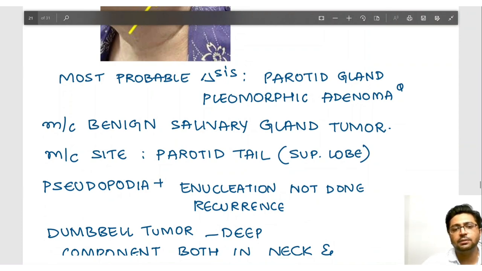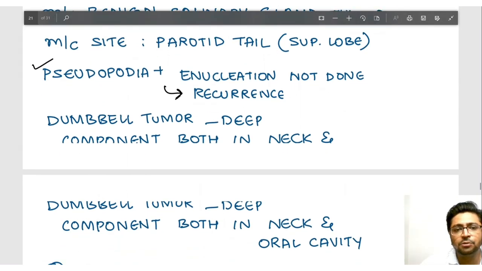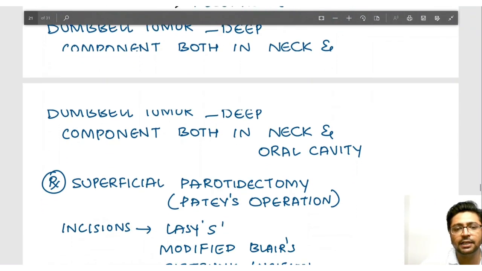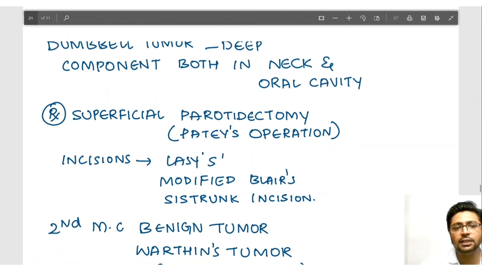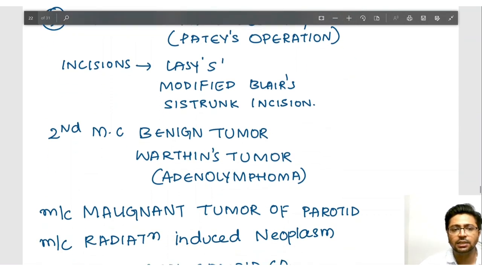The most common site is the parotid tail in the superficial lobe. There are pseudopodia. That's the reason why enucleation is not done. If enucleation is done, there is a high chance of recurrence, and the recurrence is 100%. It's a dumbbell tumor, with the deep component in both the neck and the oral cavity. So we're going to go for a right superficial parotidectomy or Patey's operation. Incision is Lazy S or modified Blair or Schobinger incision.